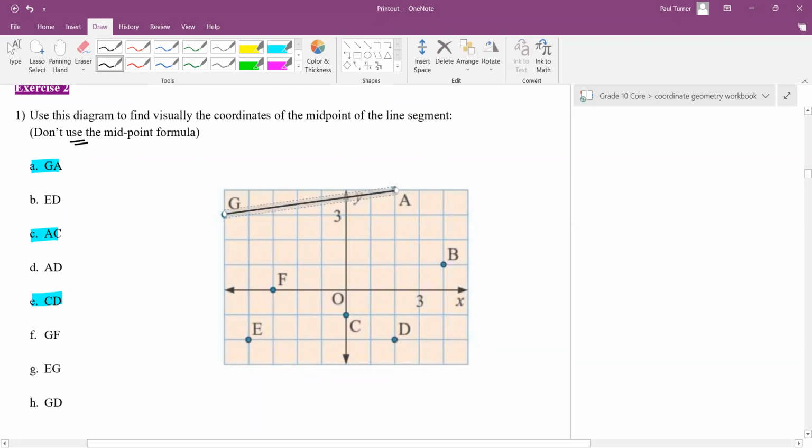So what do you think the midpoint is? Can someone put it in the chat real quick? Estimate. What do you think is the midpoint of GA? Put in the chat now. I'll wait for you. You may use the endpoint. It's telling you not to use the formula though. So can you do it without the formula easily or not? Now this is A, so put it in like this in the chat box. So what do you think is the midpoint on that line?